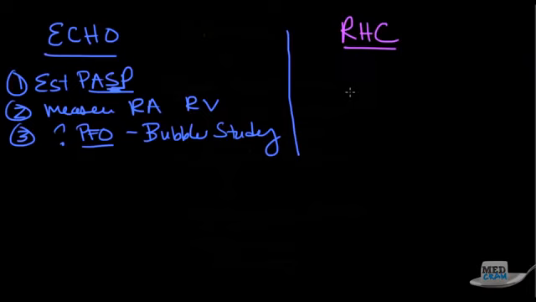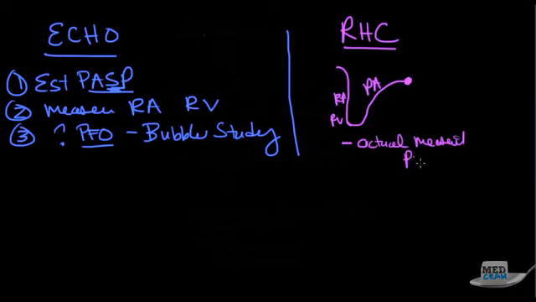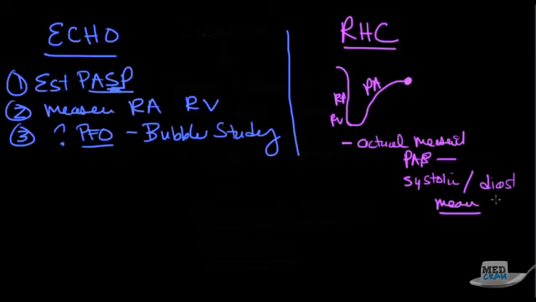Now, a right heart catheter is when you stick the catheter down into the right atrium, into the right ventricle, and then out through the pulmonary artery, and you actually measure what the pulmonary artery pressure is. So here you get an actual measurement of the PA pressure. This is not just the systolic pressure. We're going to get the systolic, the diastolic, and the mean. And that's where we can find out if the patient actually has pulmonary hypertension. So before we actually treat anybody, we really want to make sure we have a right heart cath.